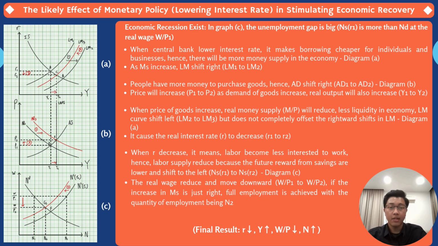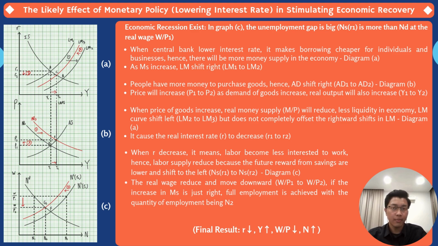This results in LM shifting to the left to LM3, but it does not completely offset the rightward shift in LM. This will result in a decrease in the real interest rate from R1 to R2, and this can be seen in diagram A. When the real interest rate decreases, labor will become less interested in working because the future reward from the saving rate is lower. Hence, labor supply will shift to the left from NSR1 to NSR2. This will cause the real wage to reduce to W divided by P2.